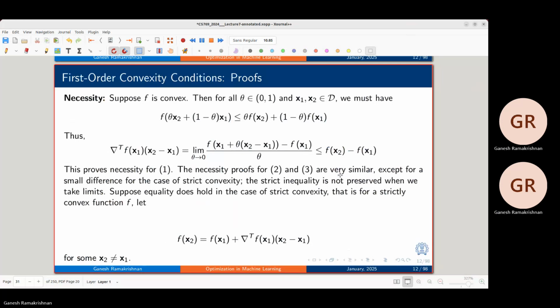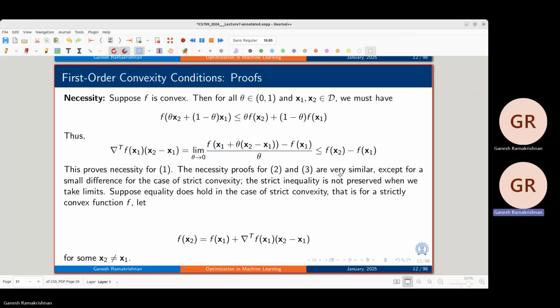How? How do I know this? By definition of convexity, the first principles, the first line. Yeah.